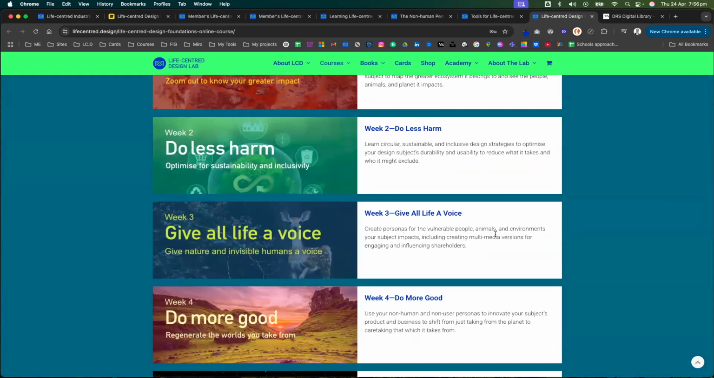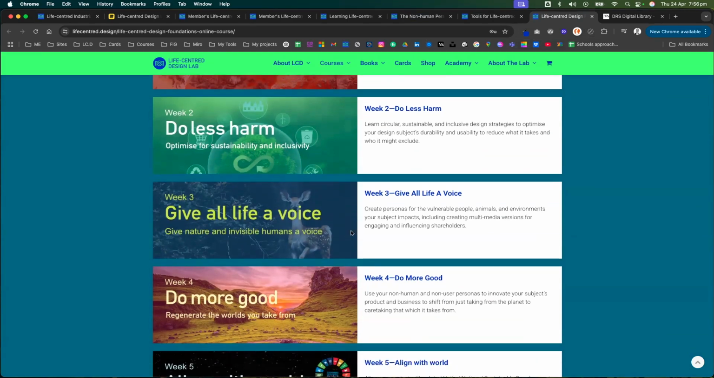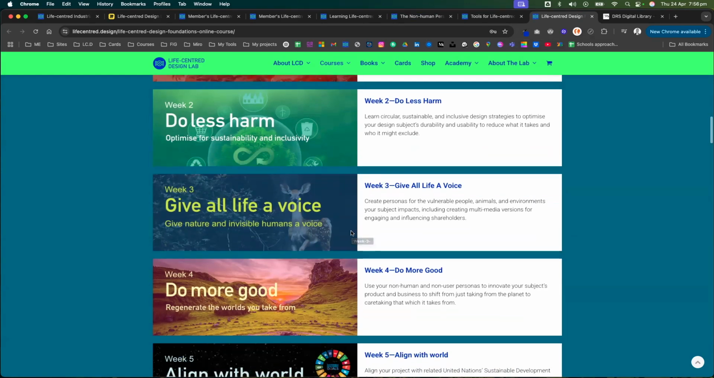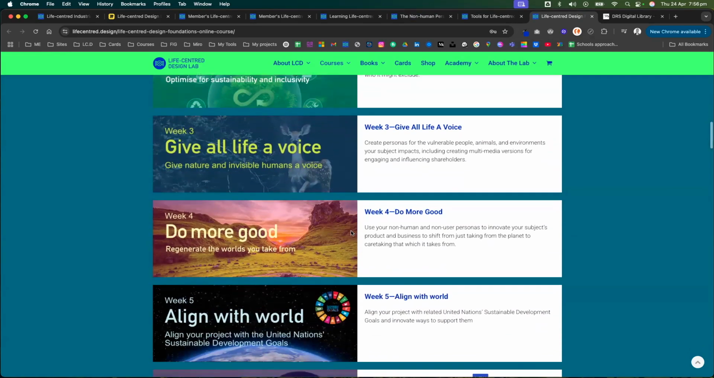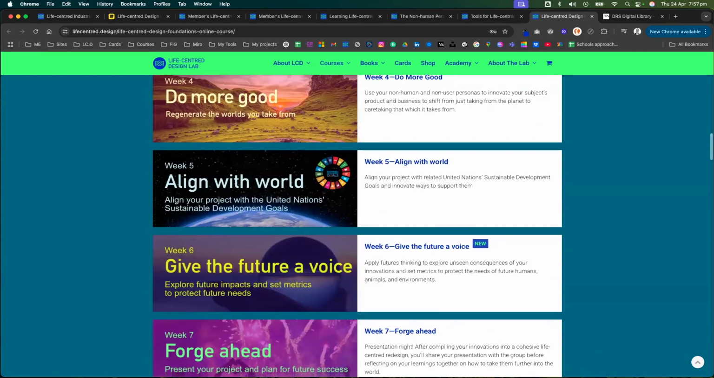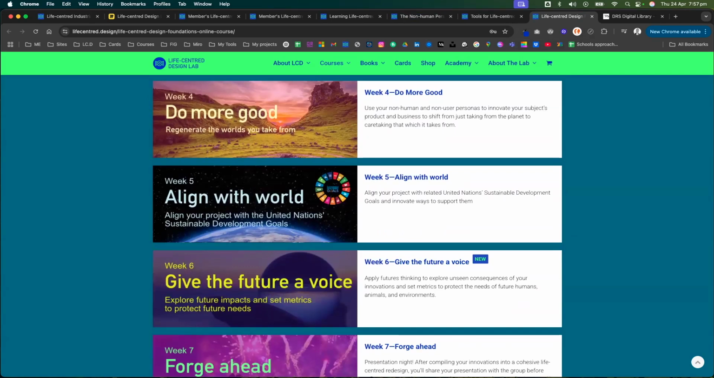And that's where we recognize, okay, we're still taking from these life forms, so we've got to give them a voice, and we can do that with non-human personas. And then we recognize that we can regenerate them. And that's how we do more good. And then ultimately, on a planetary level, connect to sustainable development goals as well. And then also giving the future a voice. Again, we can give future people a persona and think about their needs. So this is a structure that brings all that together step by step. So minimizing what you take and your impact to start with, and then you can move into regenerative mode. I hope that's given you a little bit of insight and inspiration.